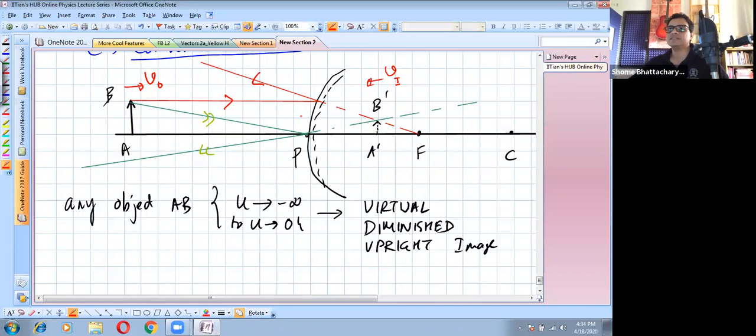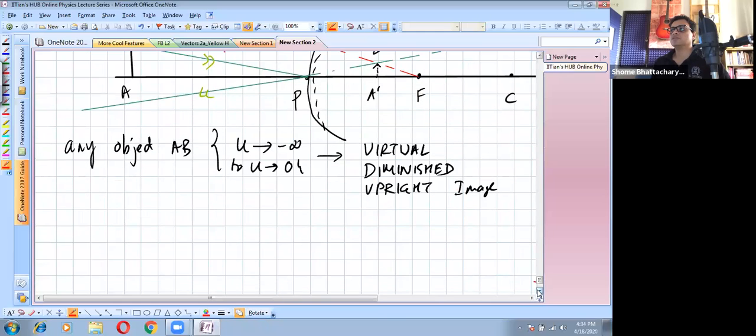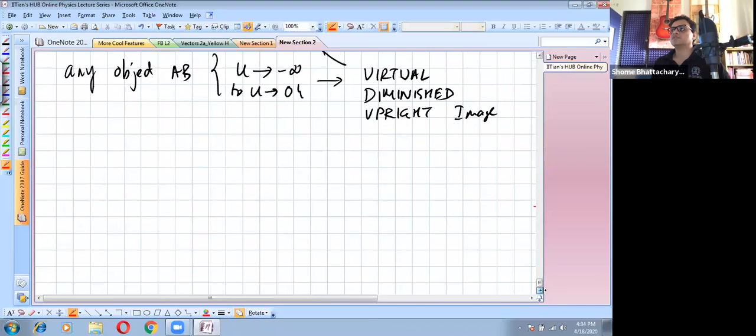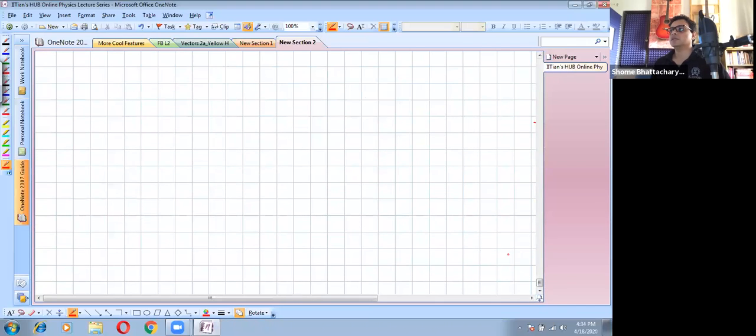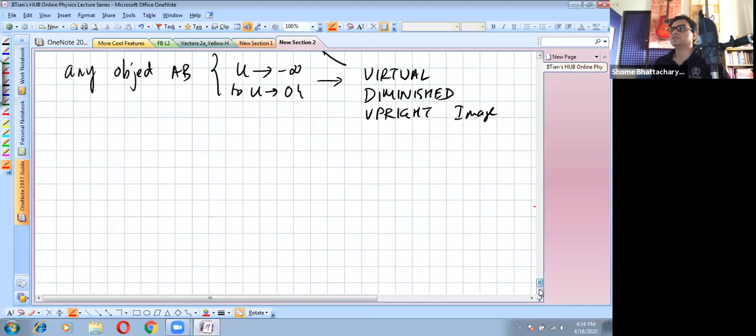When you are right against it, what happens? The same thing will happen when this object is right against the spherical mirror at the pole P. So, very simple analysis: only one type of situation for real objects for the convex mirror. Now I'm going to quickly go through the analysis of virtual objects for concave mirror. And there's a lot to learn through that actually.